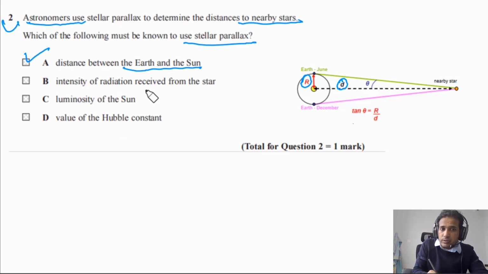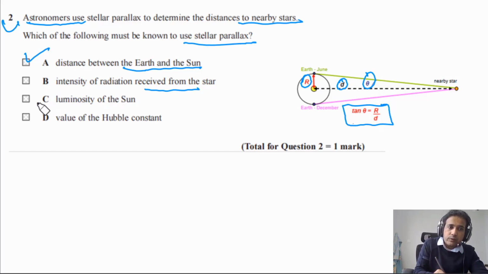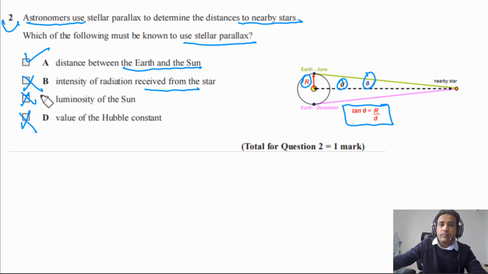Intensity of radiation received from the star, we don't need. In this formula we need the angle and the distance between the Sun and our planet, so then we can find the value of D. Luminosity of the Sun, we don't need this one. Value of Hubble constant, no use of the Hubble constant in this method. So this is also incorrect. So the answer for this one is A.